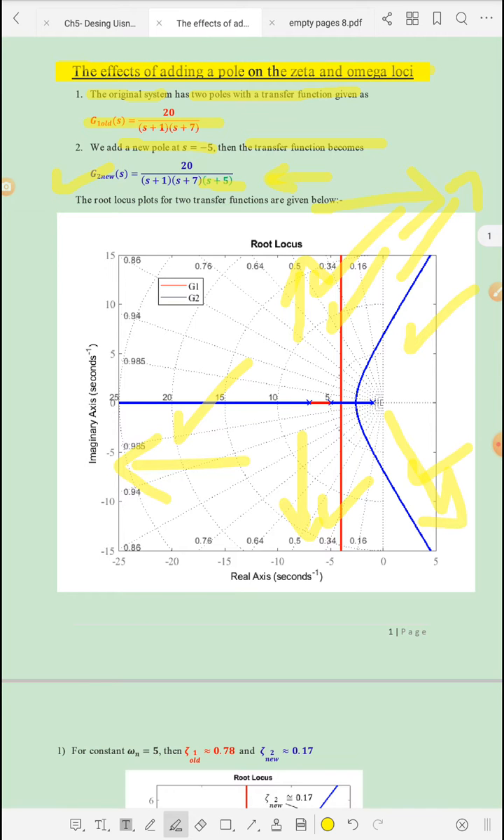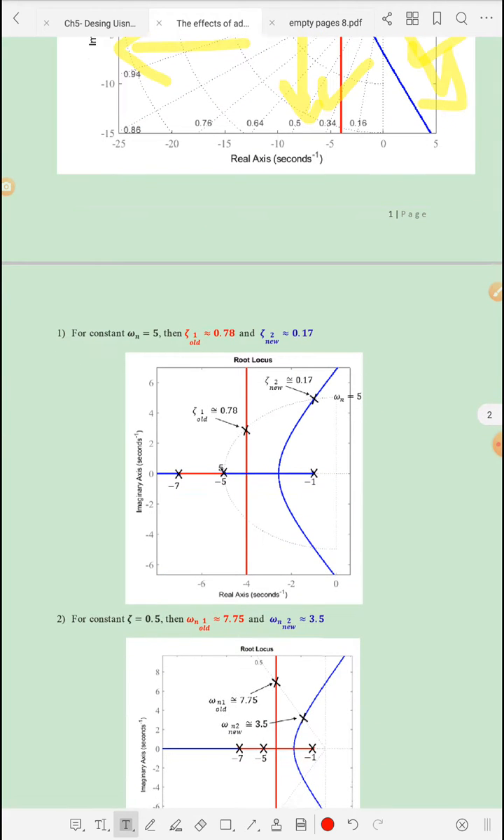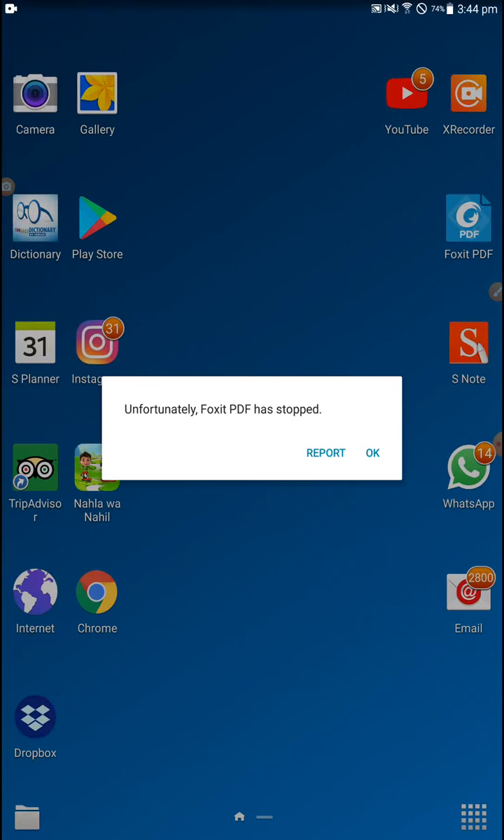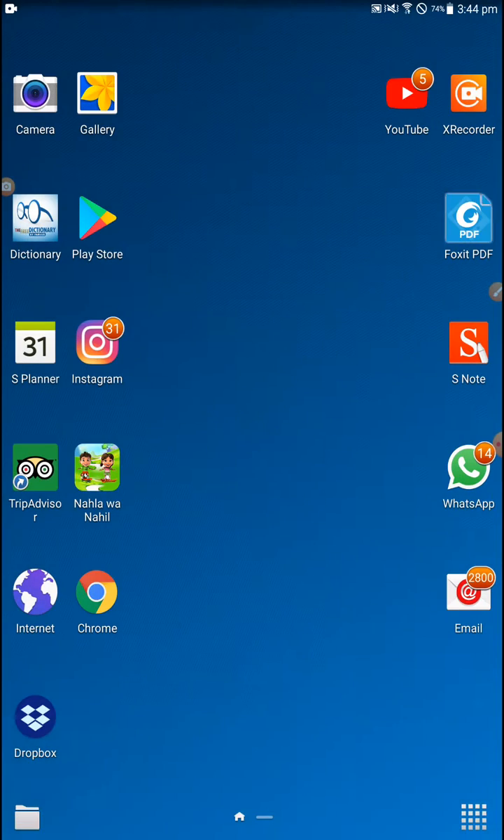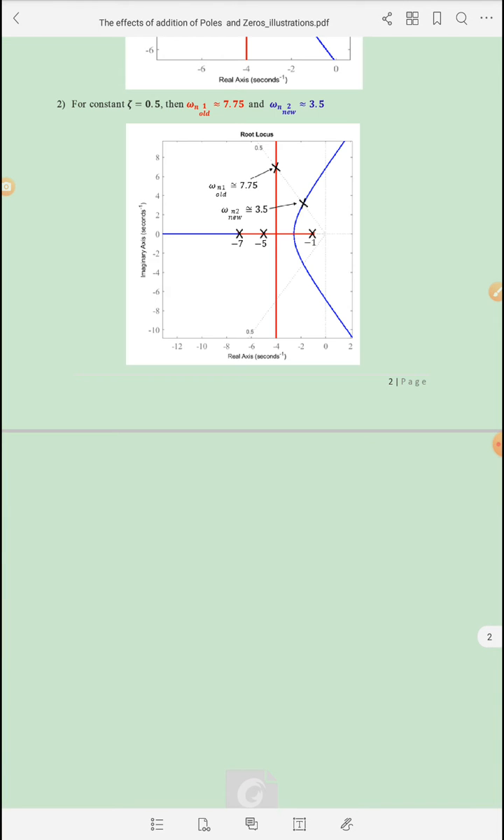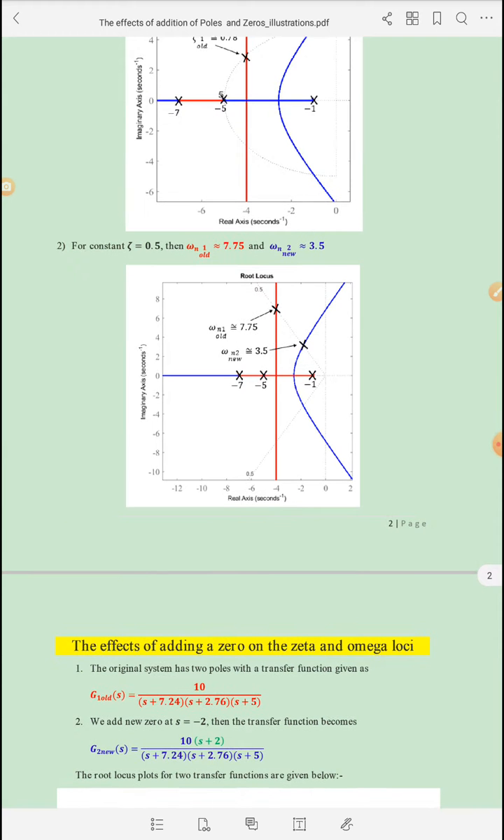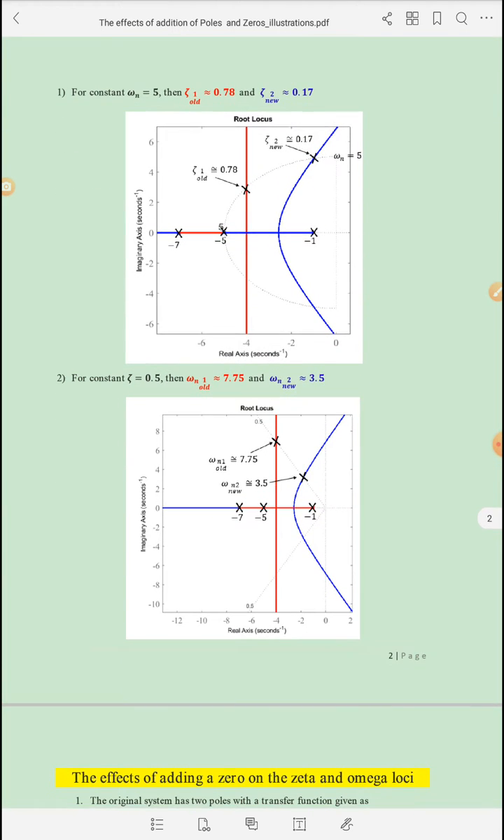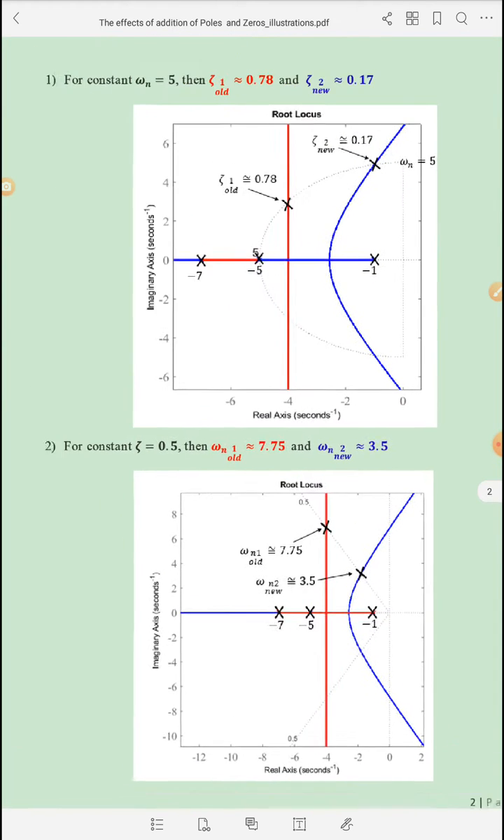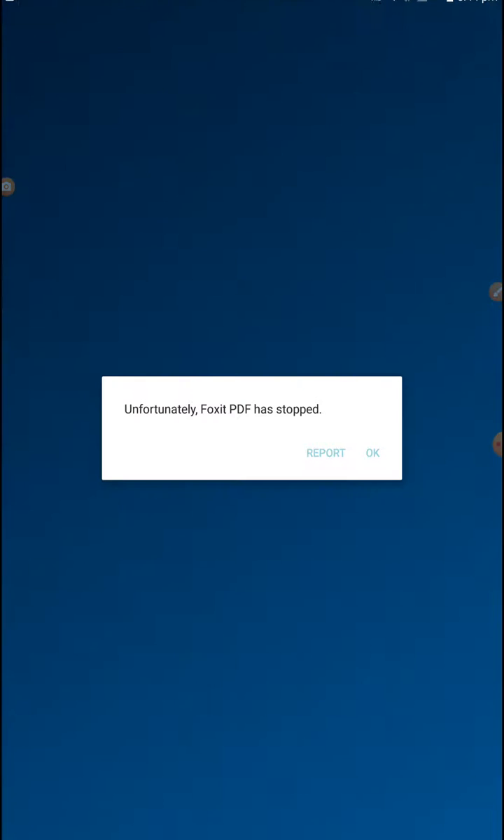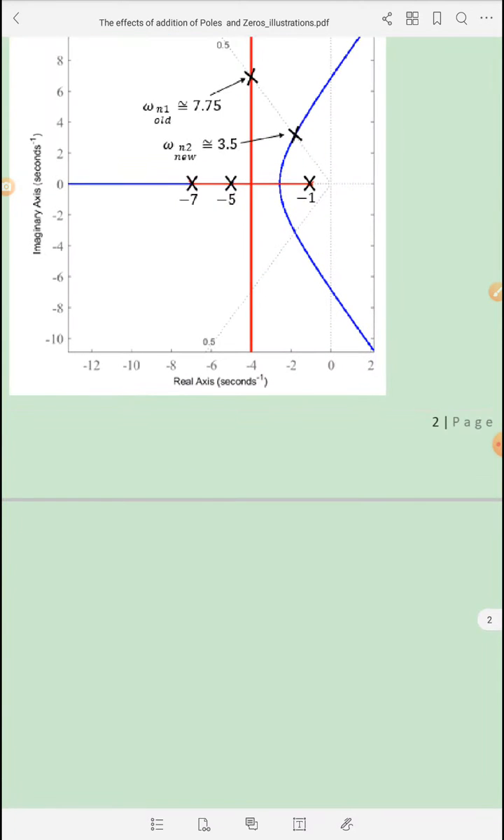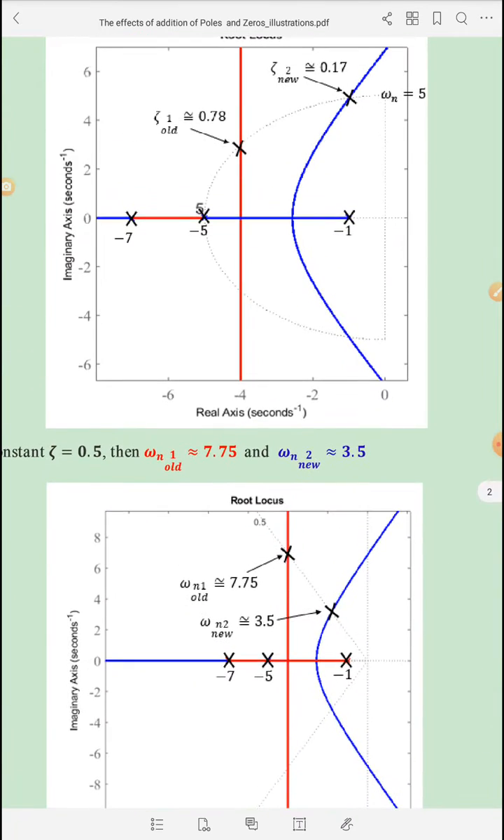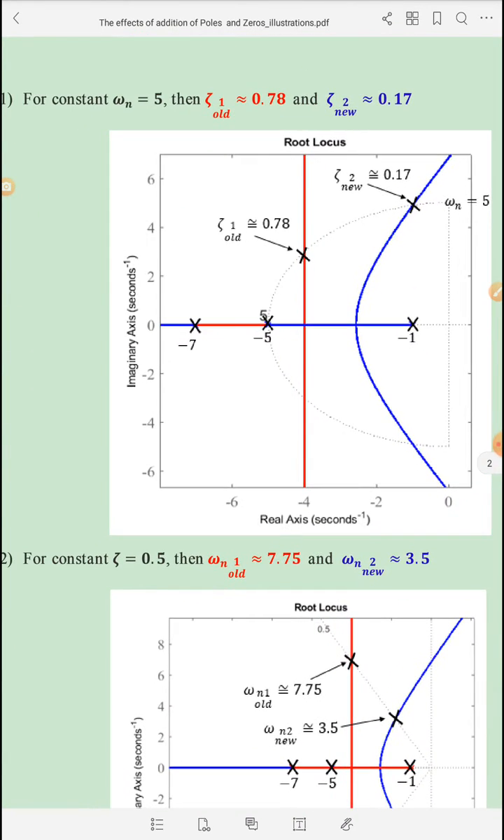Using a detailed graph, we will see the effect.